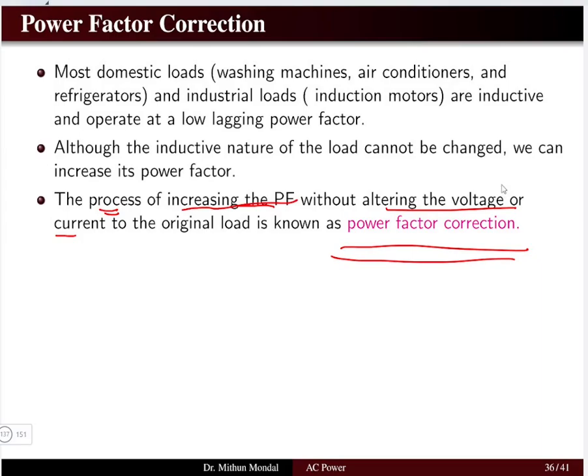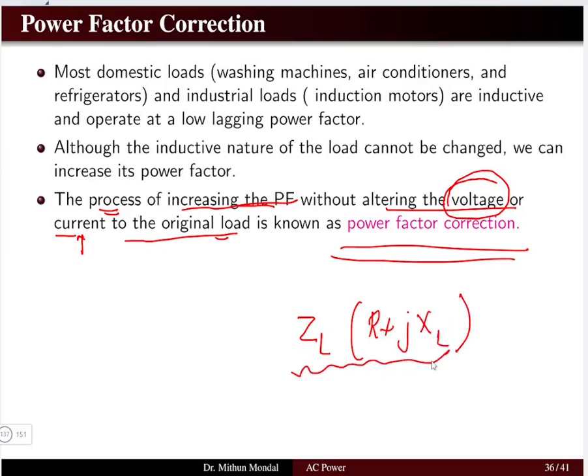So you are not going to change the voltage. This is the supply voltage, you are not going to change. This current will change a little bit with respect to the parameters that you are going to take, which we are going to see. To the original load, that means if you have the load impedance ZL equal to R plus jXL, whatever the voltage is across the load or whatever current the load is drawing, you keep that conserved. That voltage or current will not change. But then also we are going to increase the power factor with a certain process known as power factor correction, which is very important.